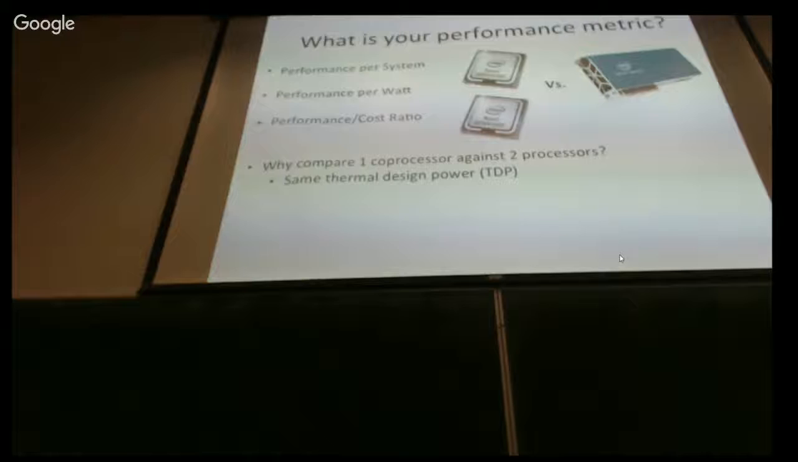And then performance per cost. Is the Intel Xeon Phi platform more expensive than a K40 GPU platform and so forth? So how many flops are you getting per dollar, basically?